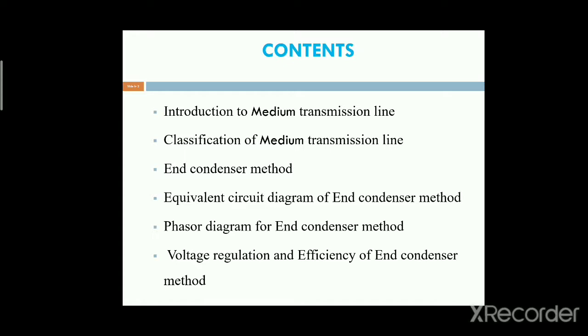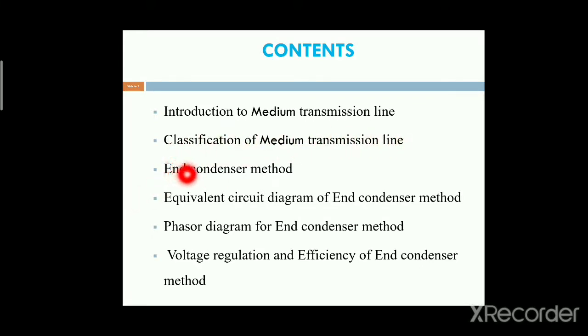Next, coming to the contents of the present class. First is the introduction to the medium transmission line. That means what is meant by the medium transmission line and what parameters are to be added in the case of a medium transmission line. That will all be discussed in this first topic. Next is the classification of medium transmission lines. What are the types of medium transmission lines will be discussed in this topic.